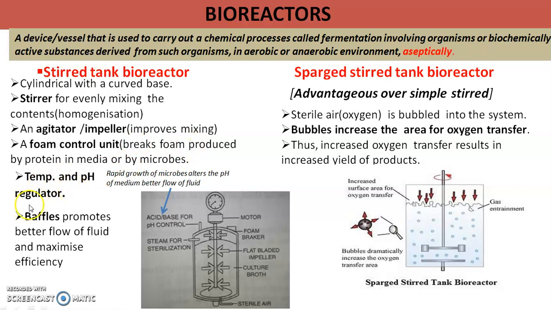Temperature and pH should be maintained. Temperature should not go too high or too low, so that can be monitored. pH goes up because of rapid growth of microbes. So pH can be altered. Okay, so what will happen if pH goes up? It will not allow proper growth of the microbes. So acids or bases can be added to control the pH.